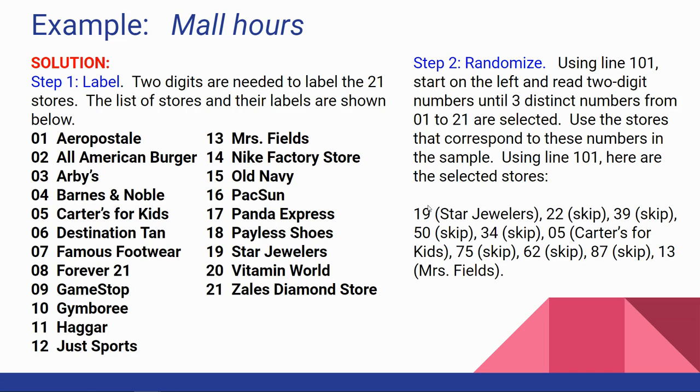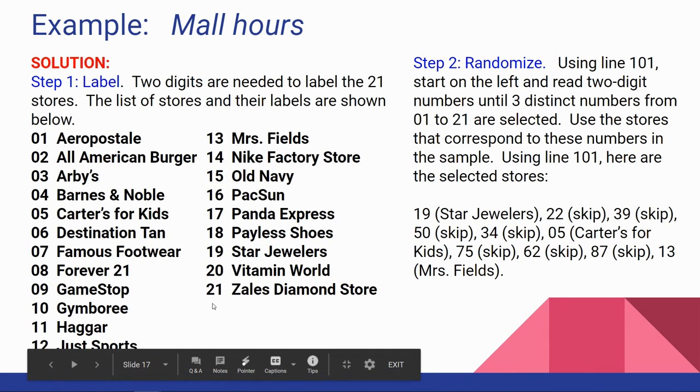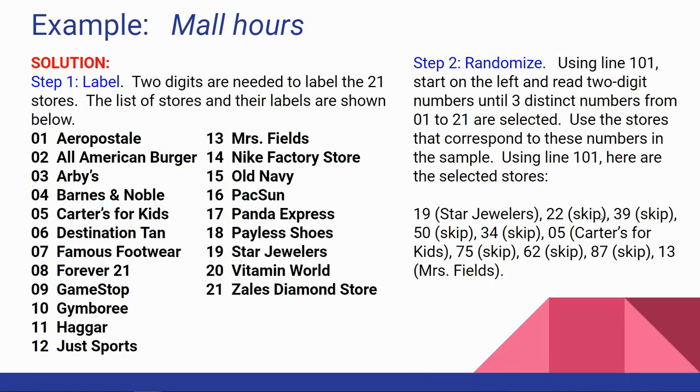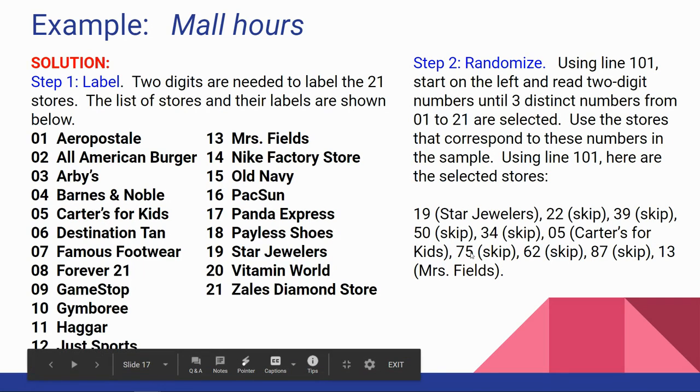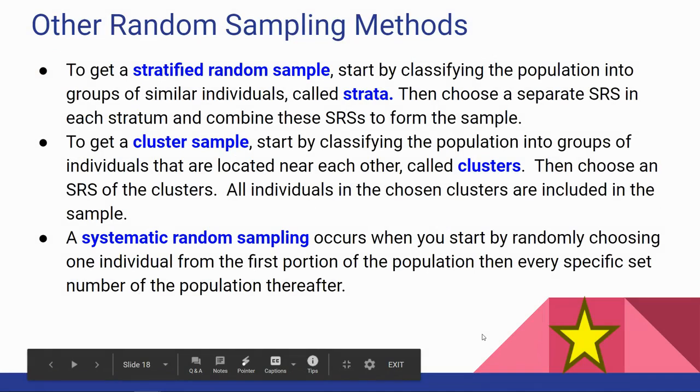The first 2 digits are 19, so Star Jewelers gets picked. The next 2 digits, 22, well, that is outside of our list. We skip it. 39, 50, 34, all skipped. And then 05 is the next, which is Carter's for Kids. 75 skip, 62 skip, 87 skip, and then 13, Mrs. Fields. So our 3 choices would be Star Jewelers, Carter's for Kids, and Mrs. Fields.